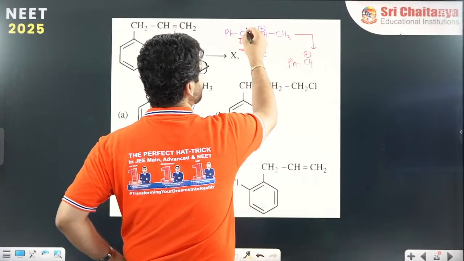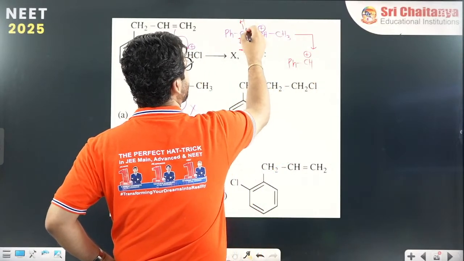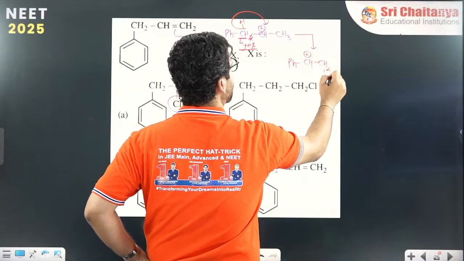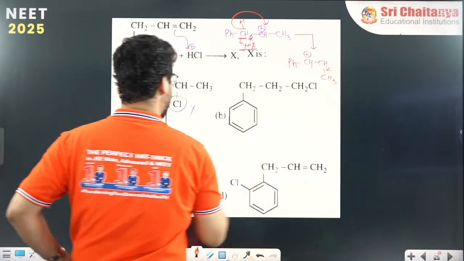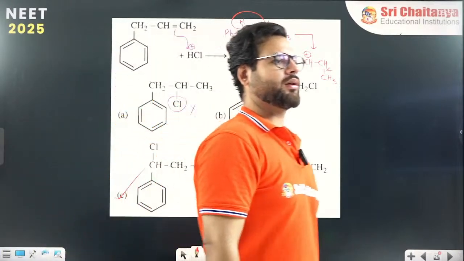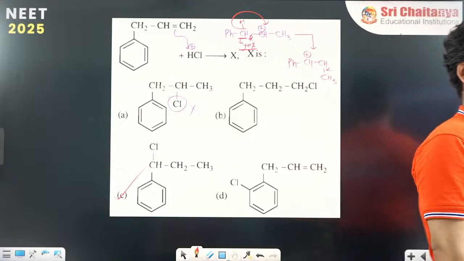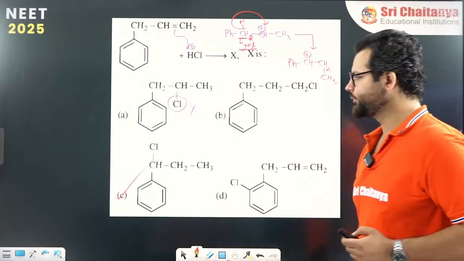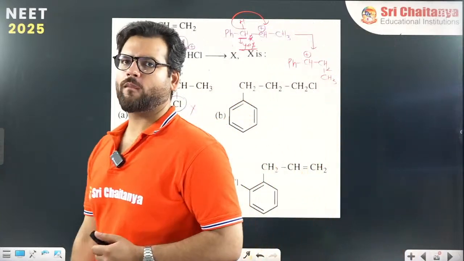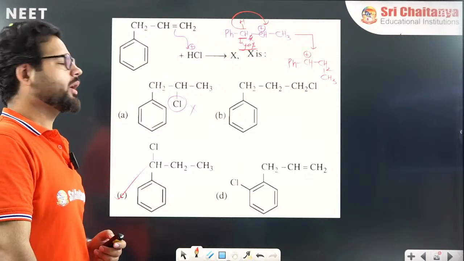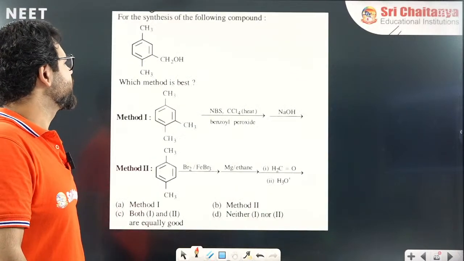So you do a hydride shift. Take a hydrogen from here and shift it here. And then Cl will come and attach here. So this is the major product, C. Yes, do the rearrangement during Markovnikov addition. Okay, so this is how we can solve this question.